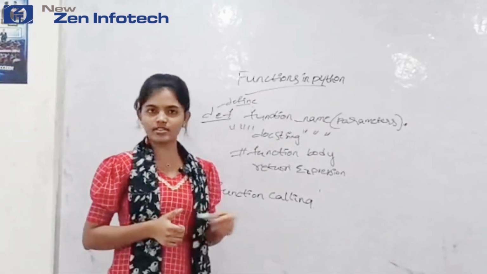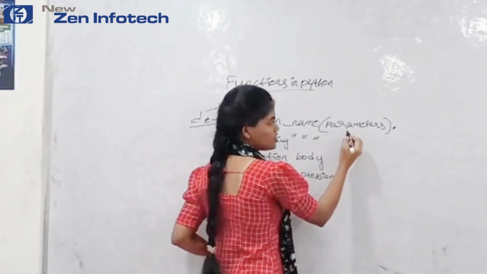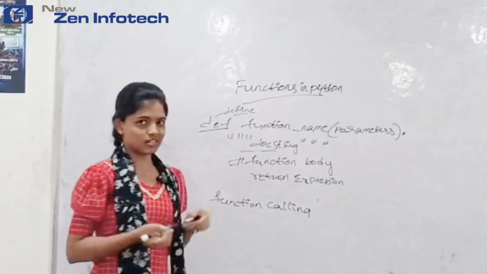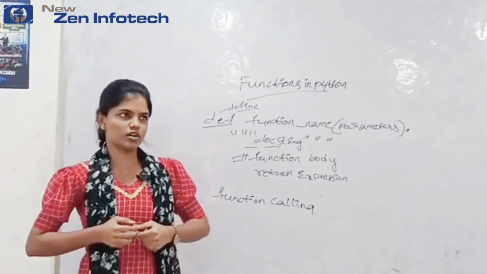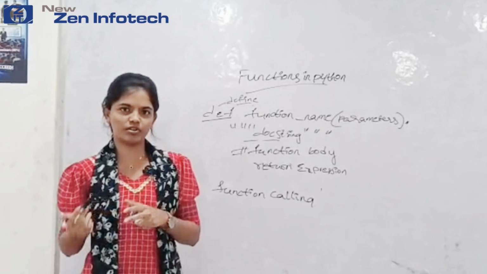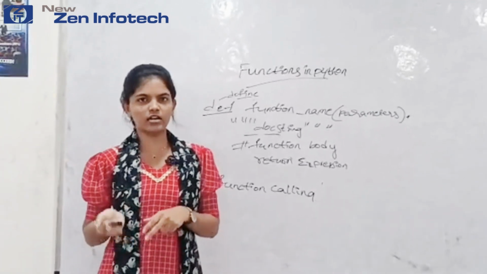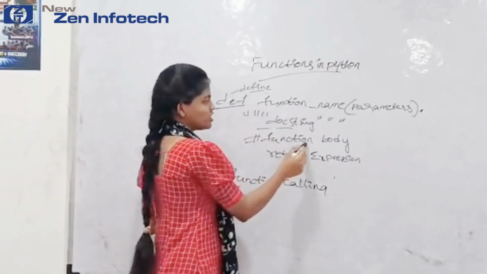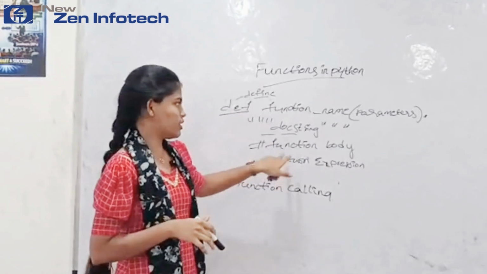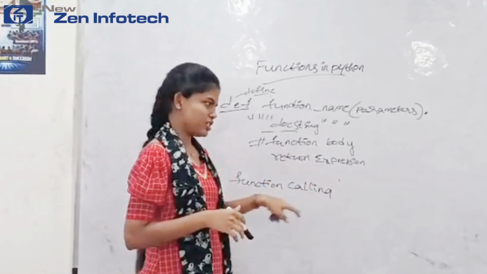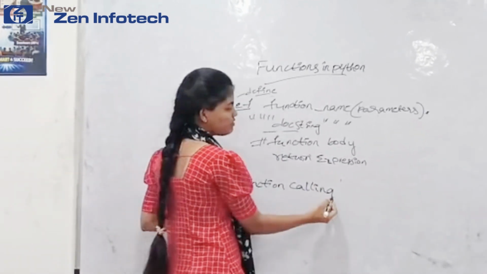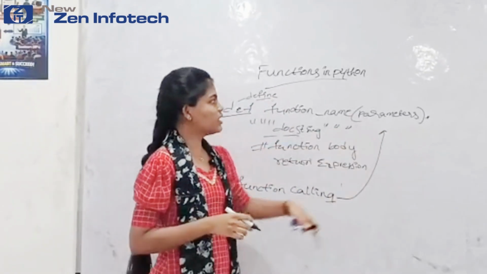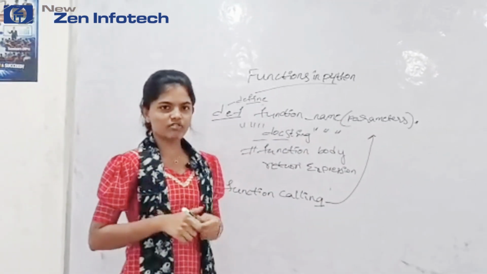The values are assigned to the parameters when the functions are called. Docstring is nothing but our comments. If we want to tell anything in the output, we use a docstring. Then the function body has all the code under the function, with return expressions, and then calling the function. The values we pass while calling become the values of the variables in the parameters.